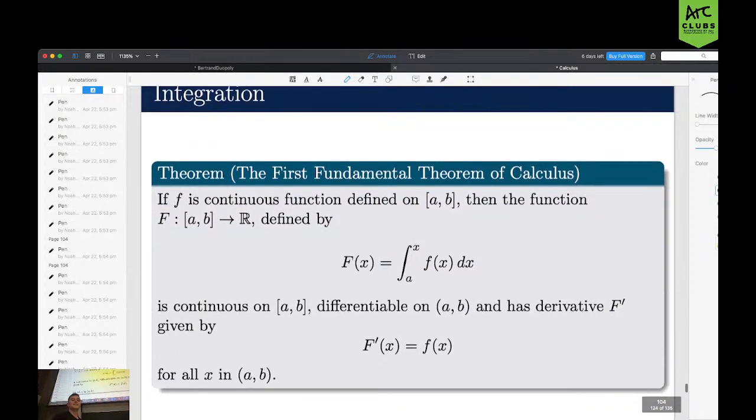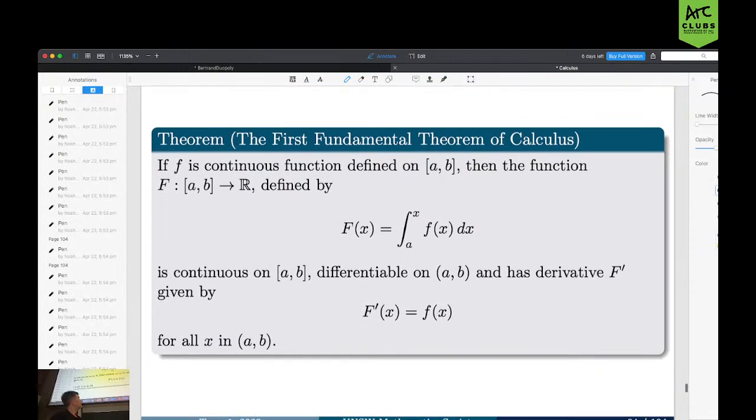All right, integration. Cool. So here's a complicated theorem.